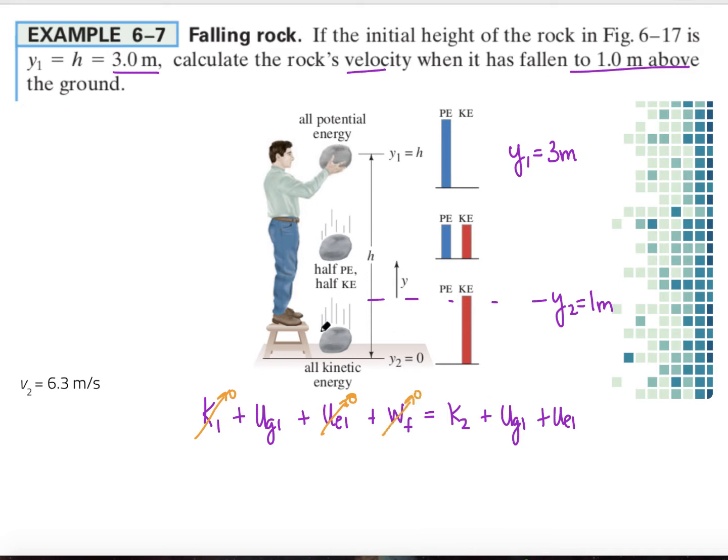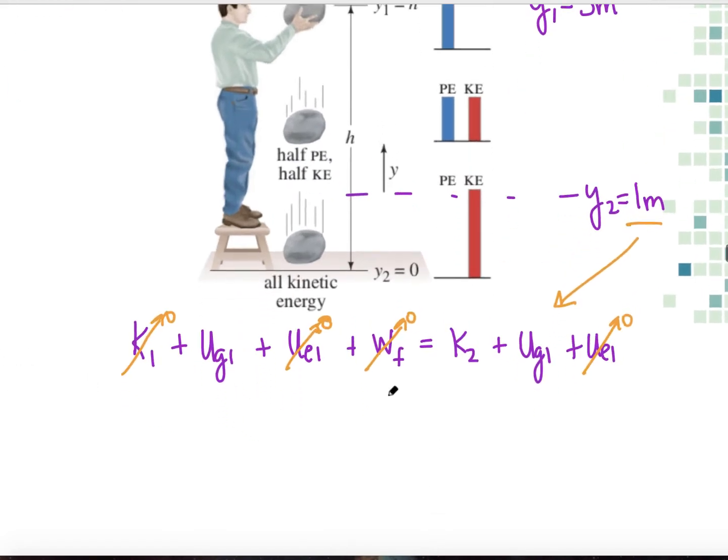Right before it hits the ground, as this diagram indicates, we have a lot of kinetic energy, and we have essentially a smaller amount of gravitational potential energy, because we have a lower height. And then again, we have 0 elastic potential energy. So we've simplified this down to the following.